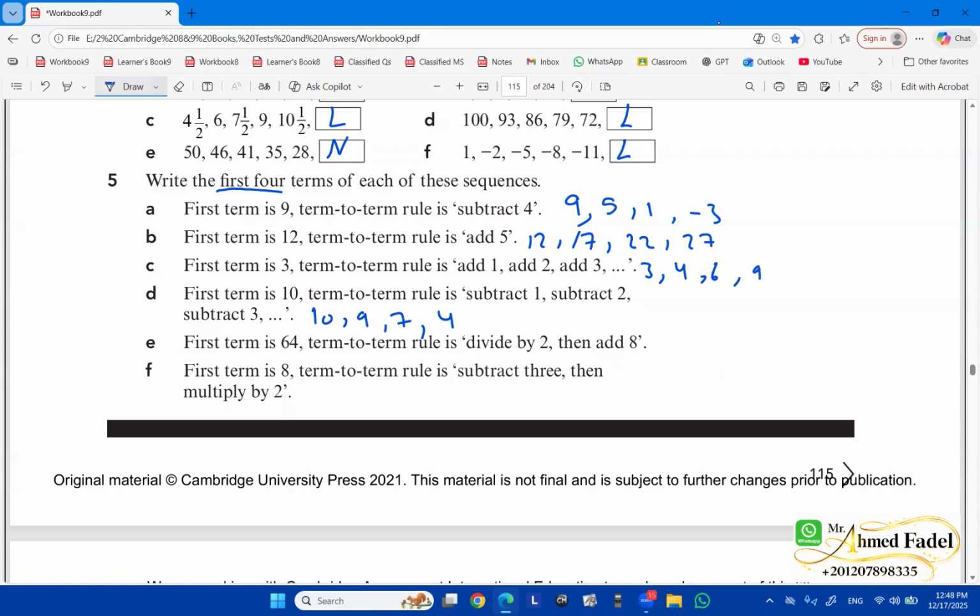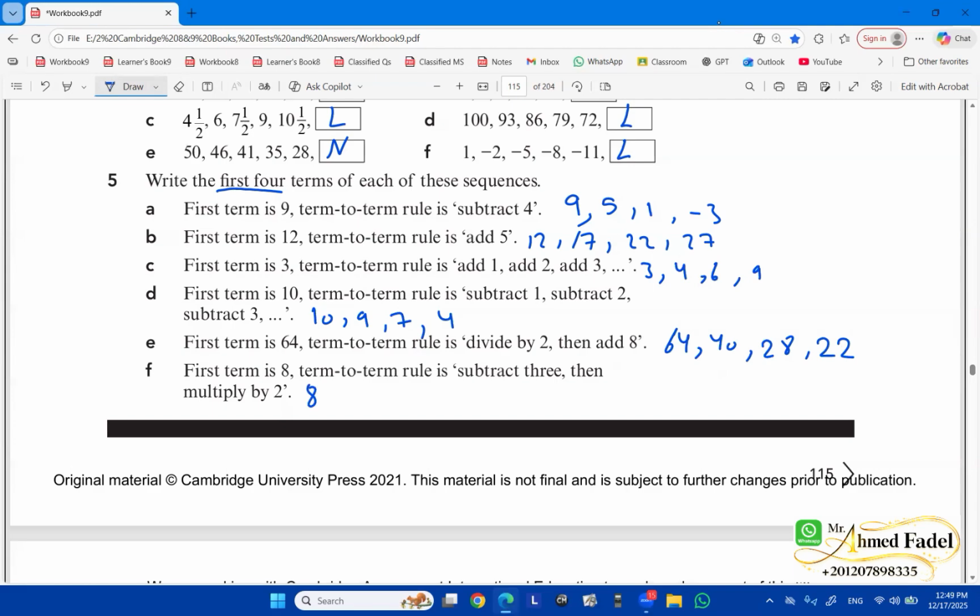First term is 64. Term rule is divide by 2, then add 8. So dividing 64 by 2 is 32. 32, then add 8 is 40. Divide by 2 is 20. Then add 8, 28. Divide by 2 is 14. Then add 8 is 22. 22.